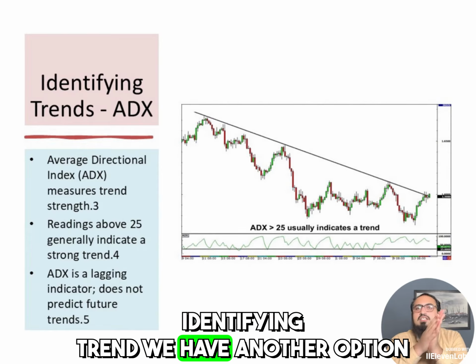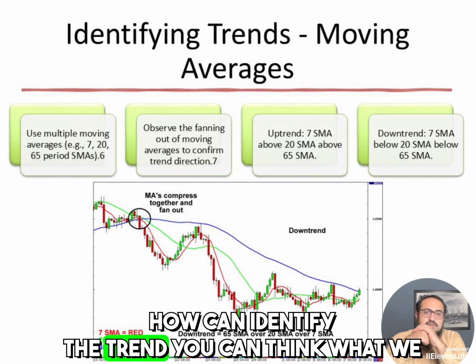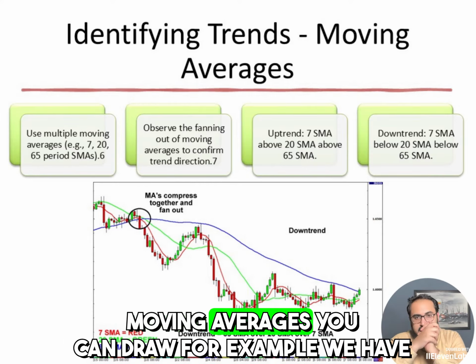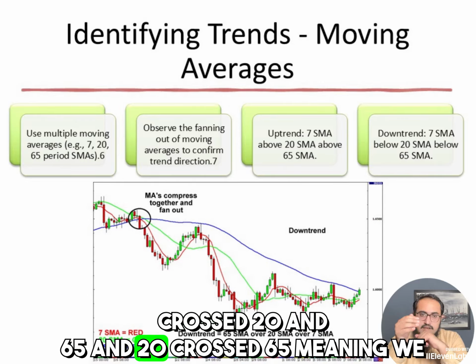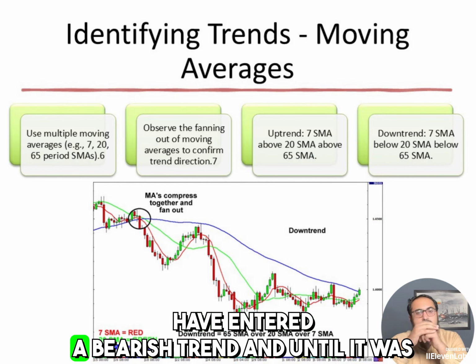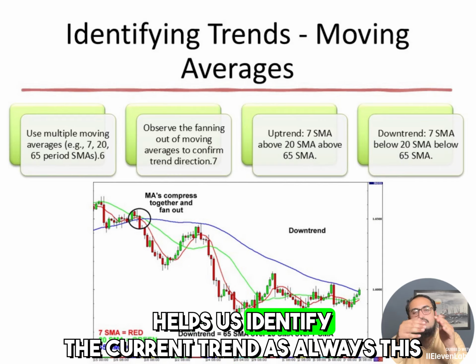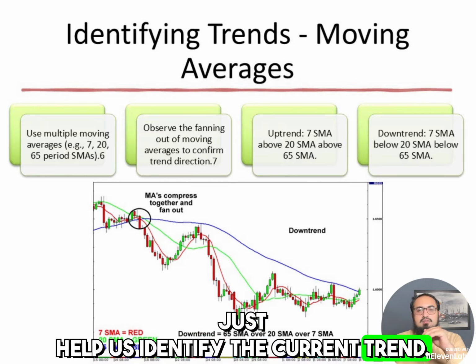We have another option for identifying trends. That is called moving average. How can we identify trends with moving averages? Think about what we discussed. Simple crossover. What moving average? Now draw, for example, here we have drawn 7, 20 and 65 SMAs. When 7 crossed 20 and 65, and 20 crossed 65, it meant we had entered a bearish trend, and as long as it stayed below, we were in the bearish trend. It helps identify the current trend. But as always, this is a lagging indicator, so we will use it just to help identify the current trend.